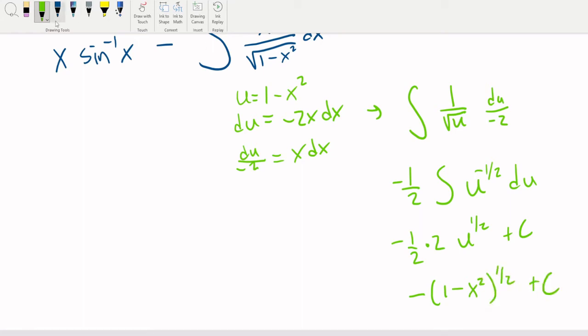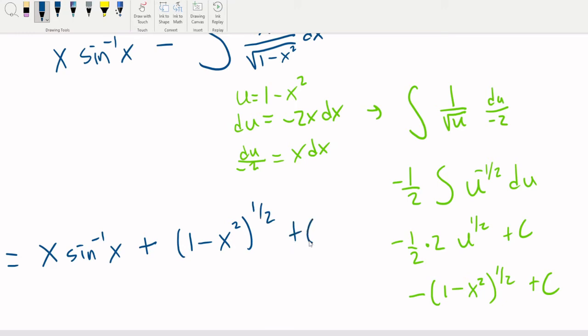And then let's bring it all together. All right, let's put it all together. We end up with, this is equal to x sine inverse x minus becomes plus 1 minus x squared to the 1/2 plus c. Boom.